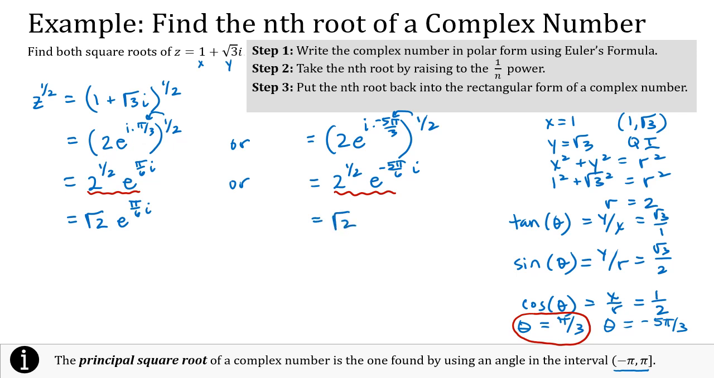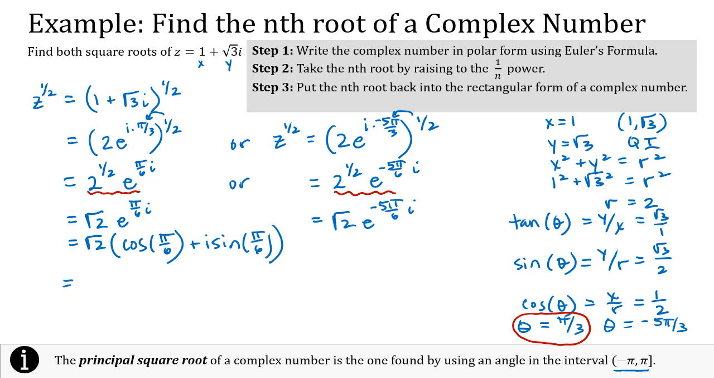So I'm going to have square root of 2. When I say equals, this is z to the 1/2 that equals. And so e to the negative 5 pi over 6i. All right, so I'm going to take this back into rectangular form. This is going to be the square root of 2 times the cosine of pi over 6 plus i times the sine of pi over 6.